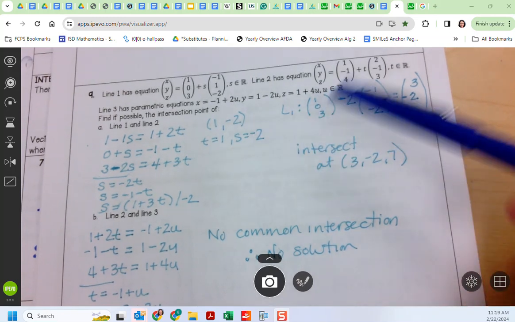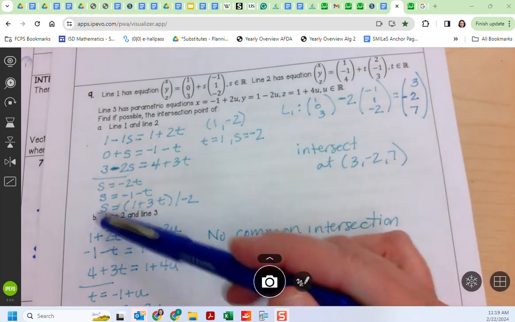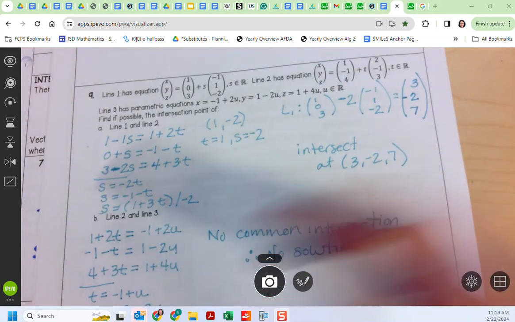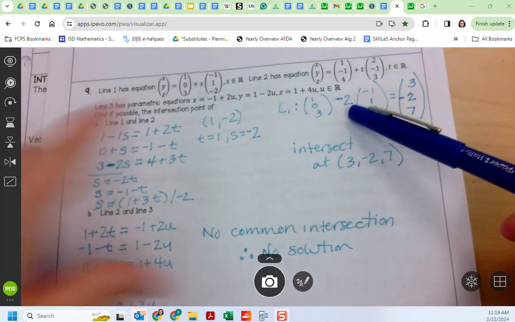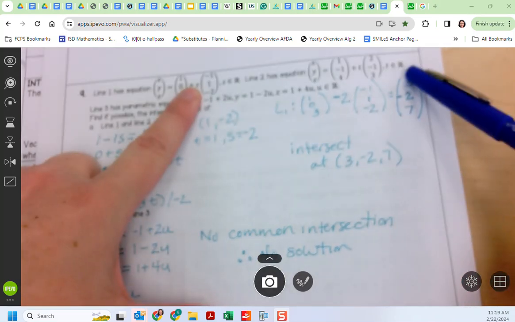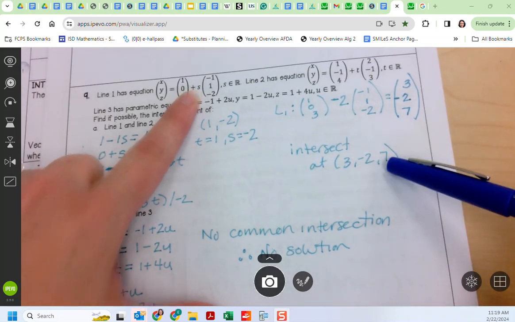And so because I isolated the s, that makes the s my y. So s is -2 and t is 1. I can put -2 back in for s, and I can get that this is the point where the two lines intersect at.